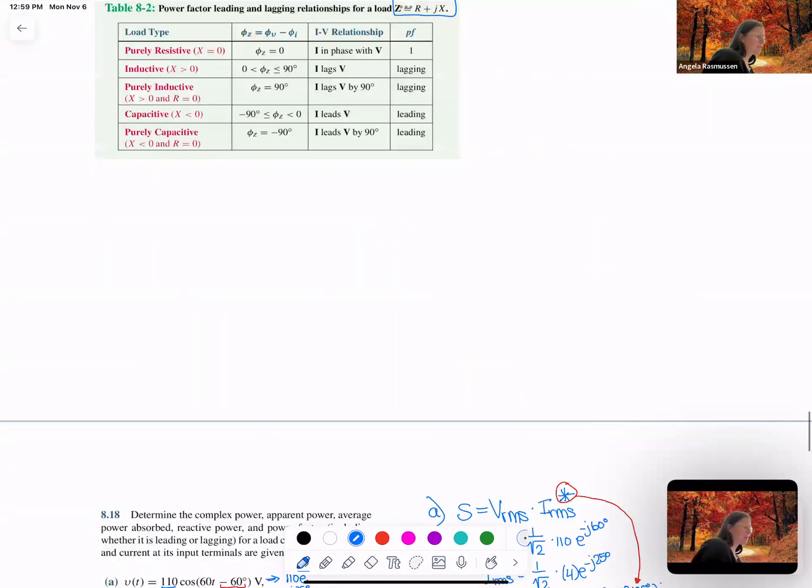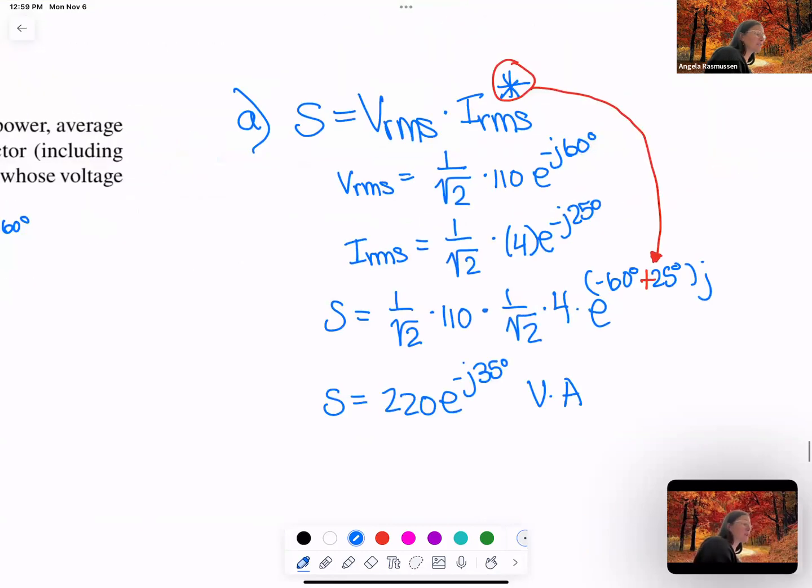So V RMS is really nice in that if you have it in polar form, all you have to do is take 1 over the square root of 2. So you don't have to do the whole integration again. The integration average for the RMS and the square root of that average is just 1 over the square root of 2 when you have it in the polar form. And then it's just multiplied by that number, 110.